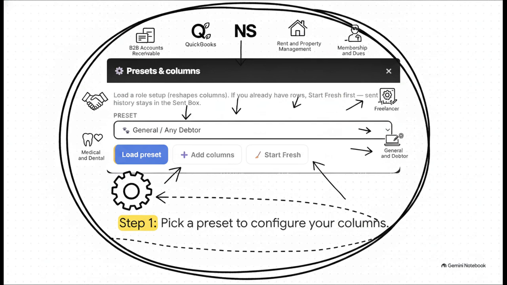Step 1. Before you even put data into the system, you pick a preset. You've got 8 options here, things like B2B accounts receivable, QuickBooks, NetSuite, rent and property management, membership and dues, medical and dental, freelancer, or general debtor. When you choose a preset, it configures your columns and automatically sets up starter messaging tailored exactly to your specific industry workflow. It essentially sets the table for everything else.